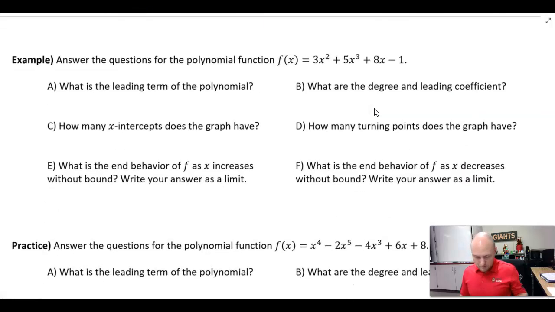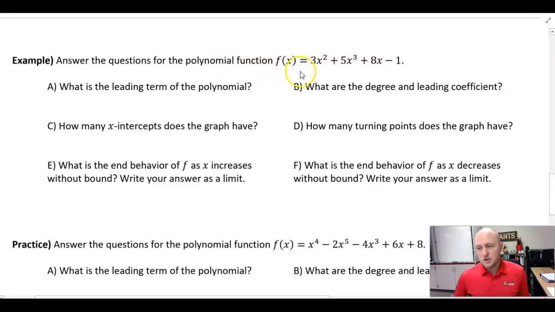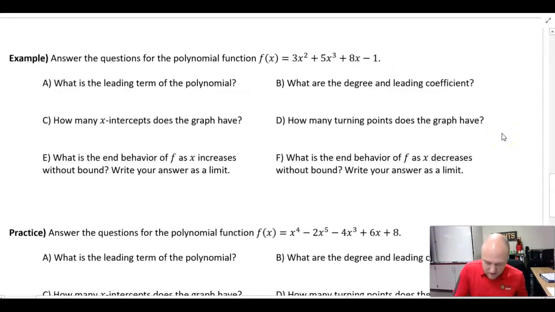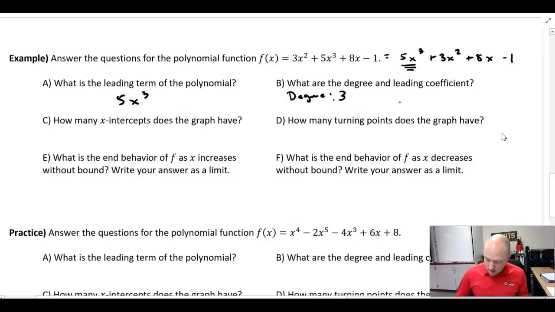All right, example number 1. They say answer the following questions for the polynomial function f of x equals 3x squared plus 5x cubed plus 8x minus 1. The first thing you should always check is, is your function in standard form? And this one was not. We had our second term being the leading term. Our leading term is 5x cubed, the degree is 3, and my leading coefficient was 5. So make sure that you organize it, or you can at least identify the leading term. Don't always take it for granted that it's the first term.